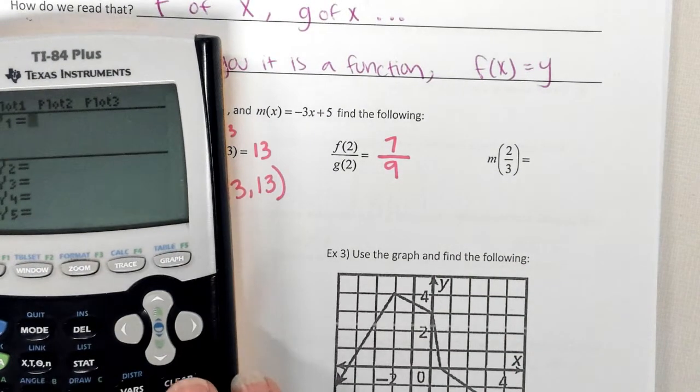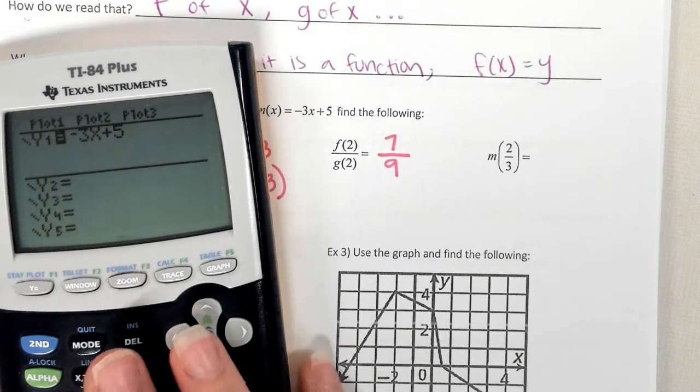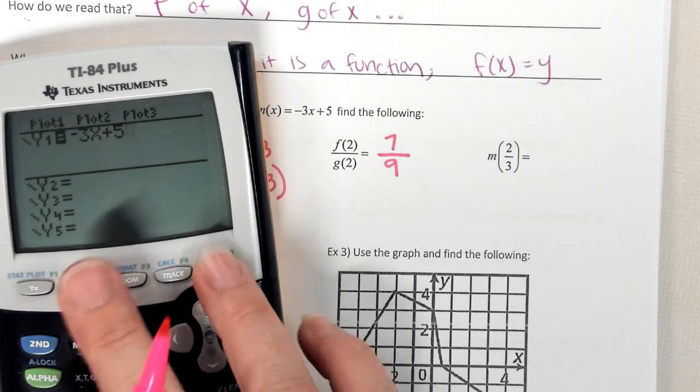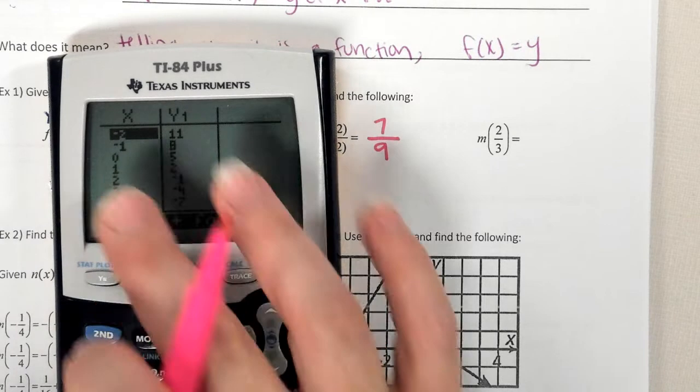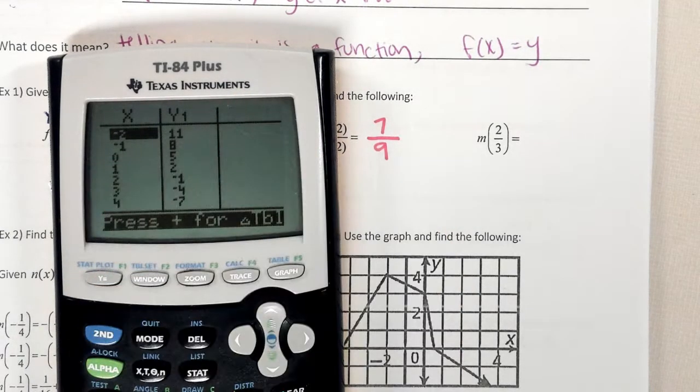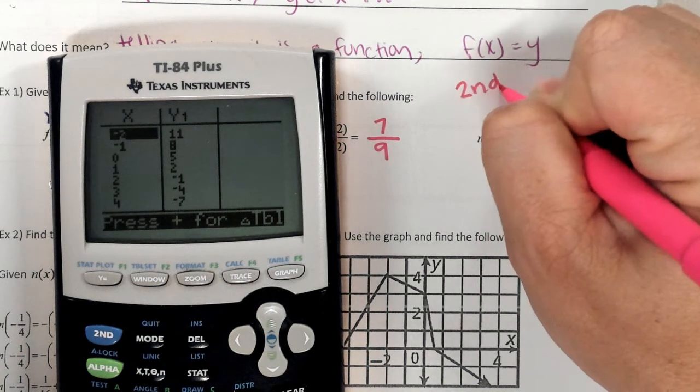So we have the equation negative 3x plus 5 for m. And I'm going to show you how to do this one in the calculator because it can be different. So I'm going to go to my table, and I'm looking, does it have fractions? No, so you can hit second window.